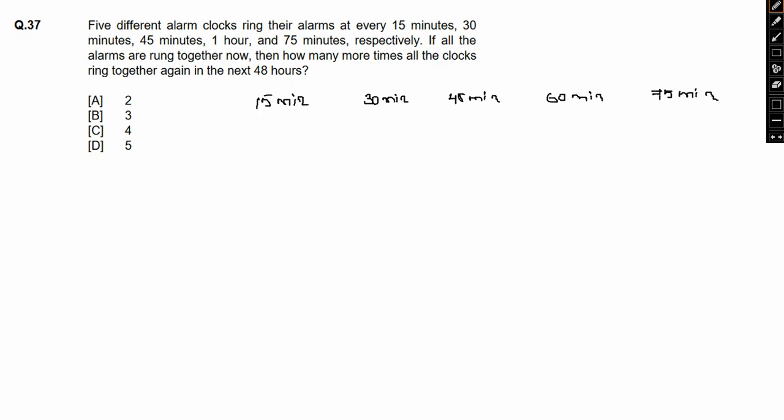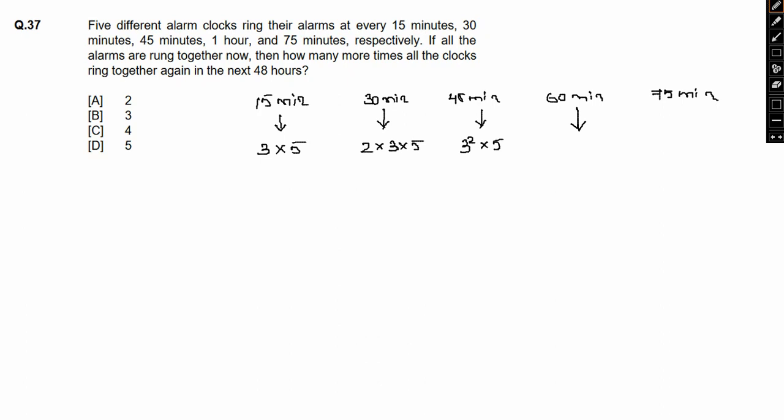So now what we have to do, it's given that we have to find the time they ring together in the next 48 hours. So let me take the LCM of the same. So this 15 can be written as 3 into 5. Okay, this 30 can be written as 2 into 3 into 5. This 45 can be written as 3 square into 5.